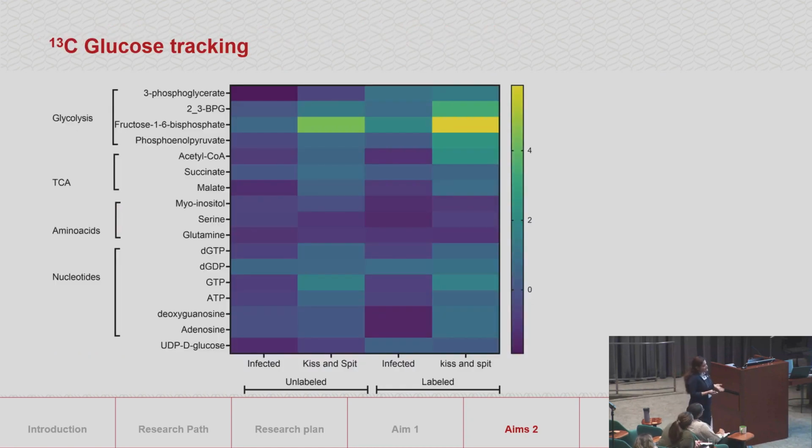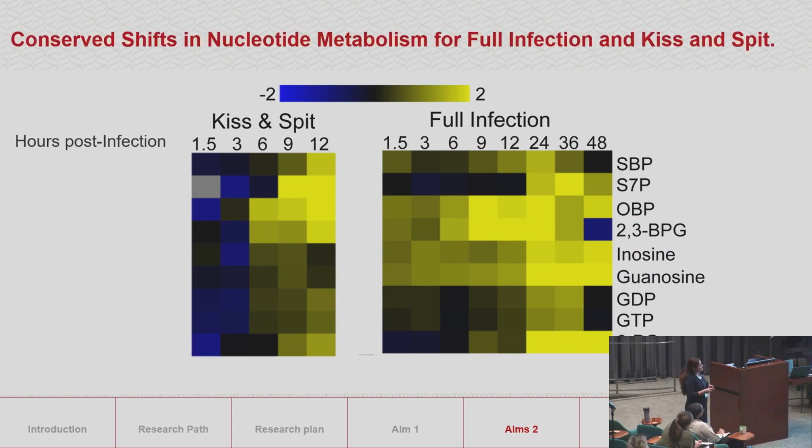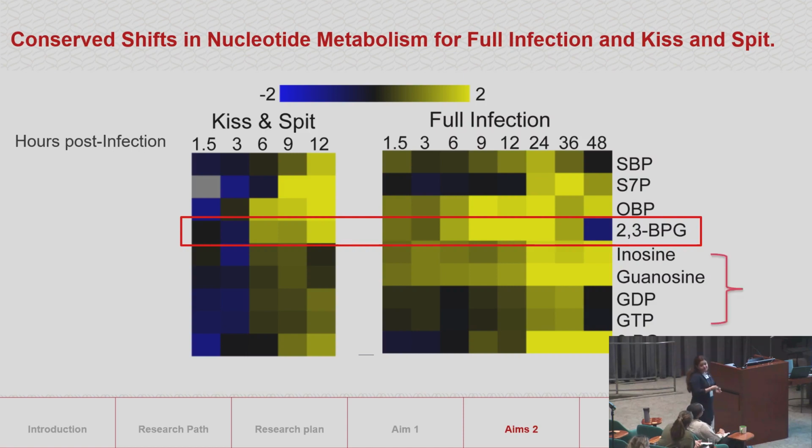So I confirmed this result with glucose tracking. And also here I want to compare the kiss and spit metabolomics with our previously published full infection metabolomics. And we found in common these 9 metabolites. Now, here I want to highlight 2,3-bisphosphoglycerate and these purines.